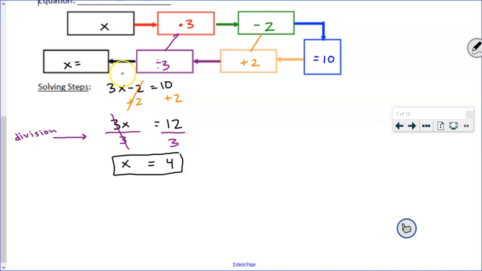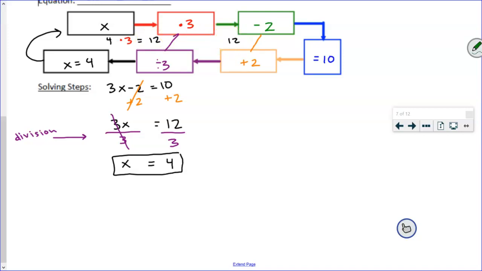And now this is why I love the flow maps. The flow maps are also great for checking our answer. Because we're saying, hey, x is 4. And if x is 4, what happens when you take 4 and then you follow the flow map and you multiply by 3? What's 4 times 3? Marley, 12.